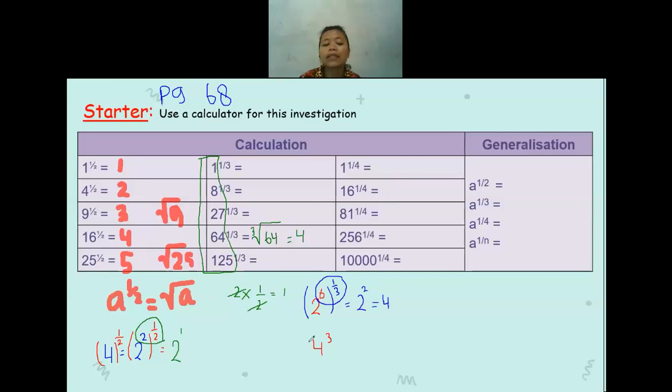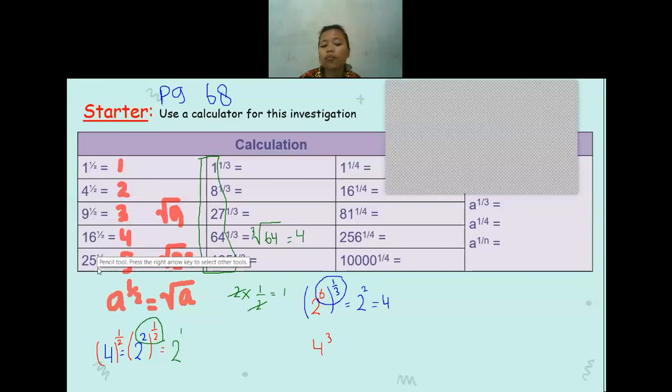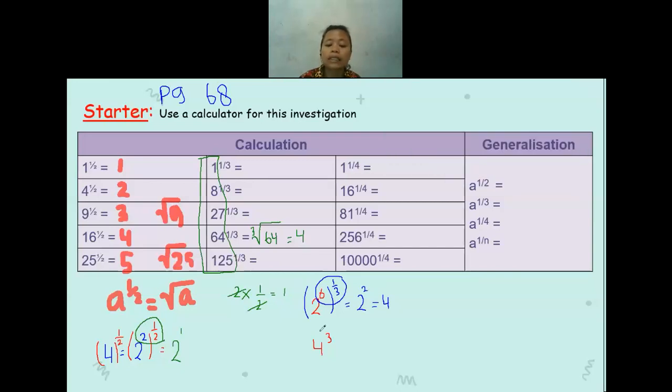Now what if I change the 64 into 4 to the power of 3? Will the answer be the same? Yes, the answer will be the same, because in here I put another power which is 1 per 3. The 3 and 1 per 3 I can simplify to become 1. So 4 to the power of 1, the answer will be 4. Either one is okay. You can change the power 1 per 3 into a cube root, or if you follow the textbook, you can change all of the base numbers into another index number.